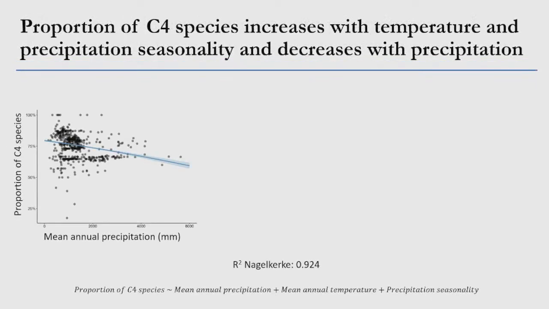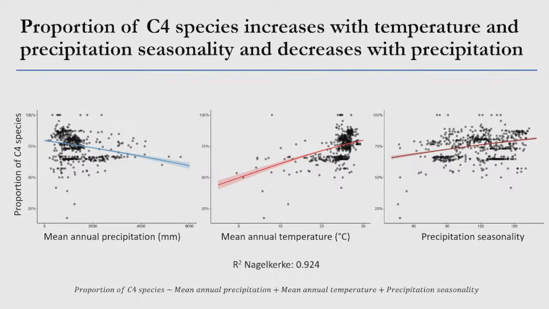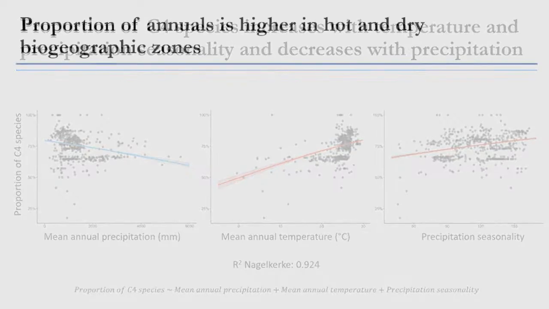We also looked at the proportion of C4 species, and we saw that as opposed to the C4 species richness, the proportion decreases with mean annual precipitation, and increases with mean annual temperature and precipitation seasonality.